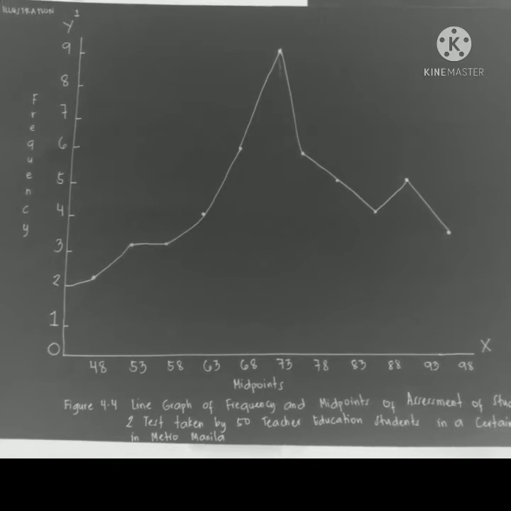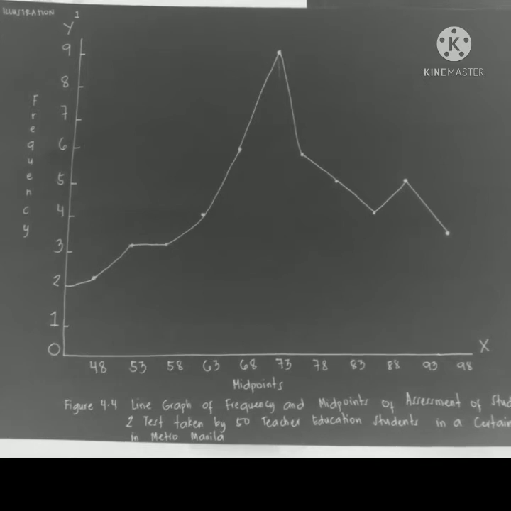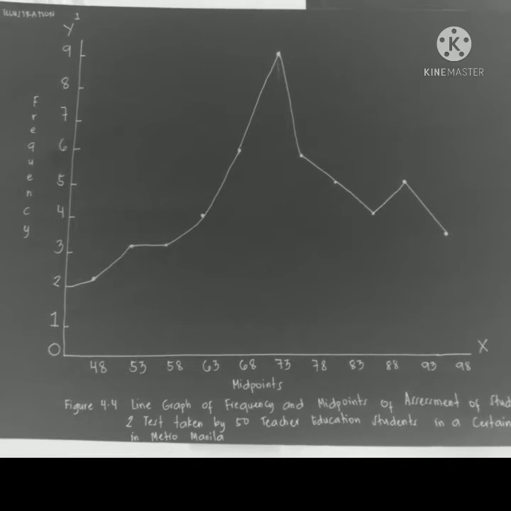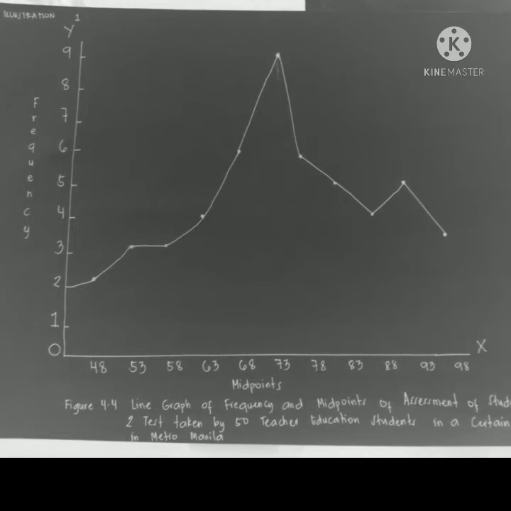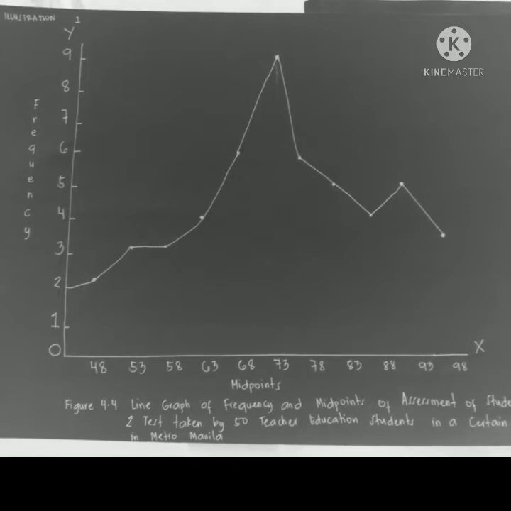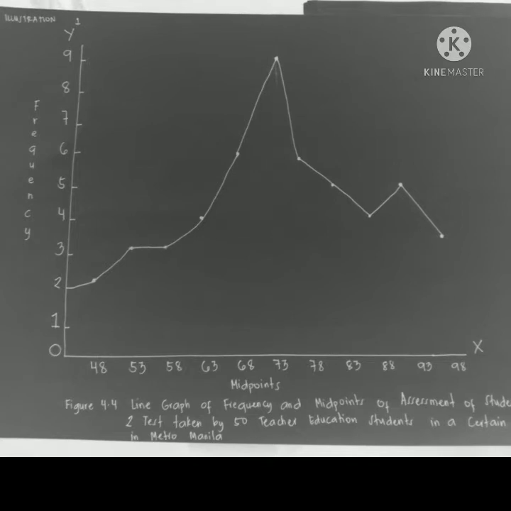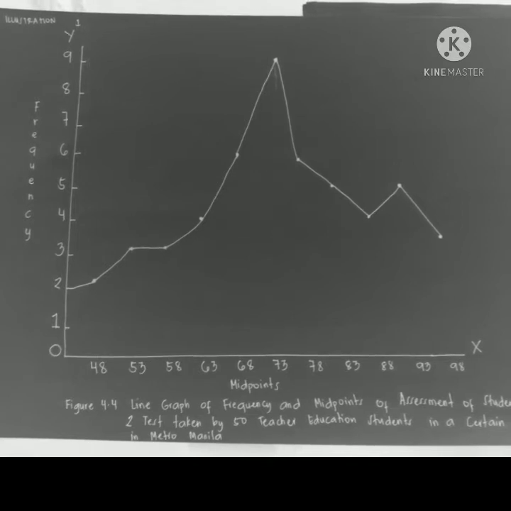And on the horizontal line, you will be able to see the x-axis. It starts from the number 48. So why did it start from the number 48? The number of items for the test taken by the 50 teachers is 100, a total of 110. But the lowest score obtained is 48.